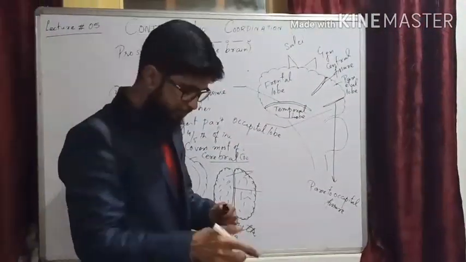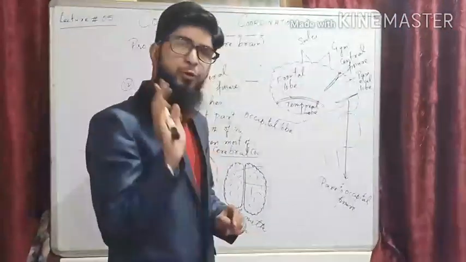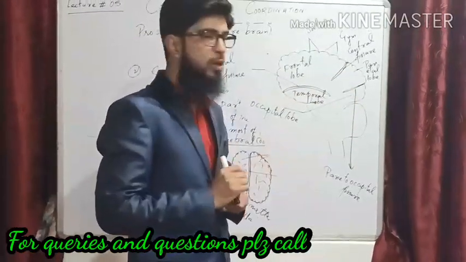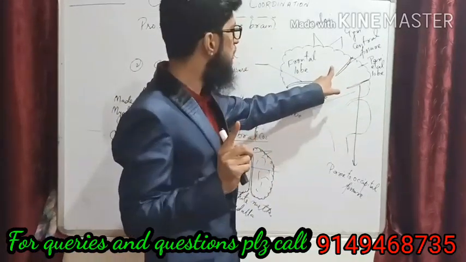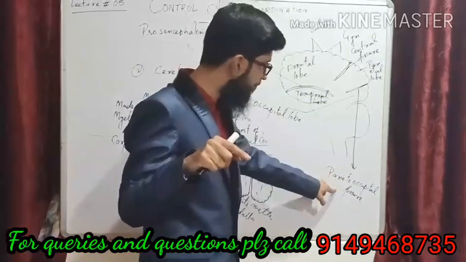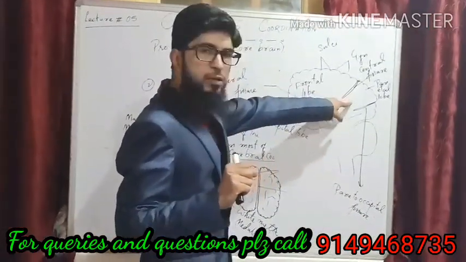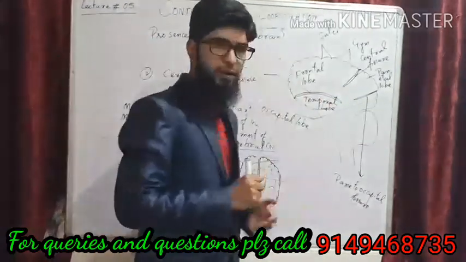Let me repeat. Each cerebral hemisphere is divided into 4 lobes: frontal, parietal, occipital, temporal. The frontal lobe is divided from the parietal by the central fissure. The parietal lobe is separated from the occipital lobe by the parieto-occipital fissure, and the frontal and parietal lobes are divided from the temporal lobe by the lateral fissure.